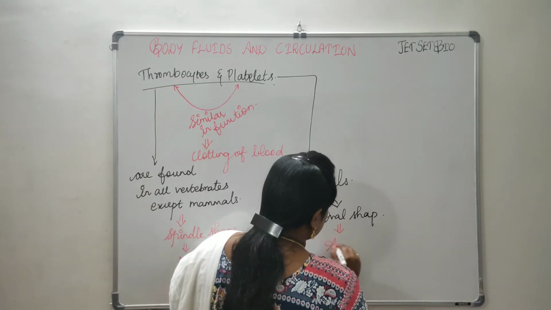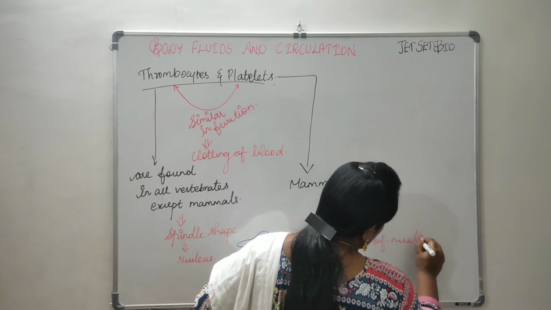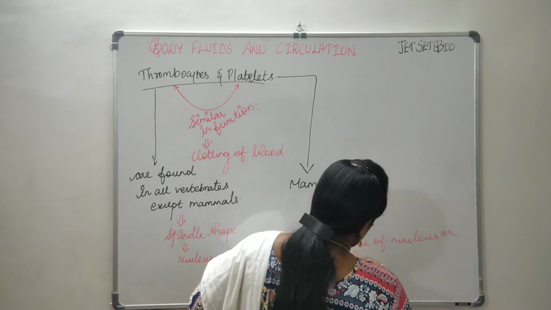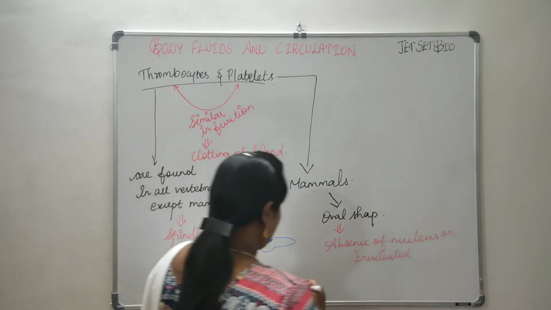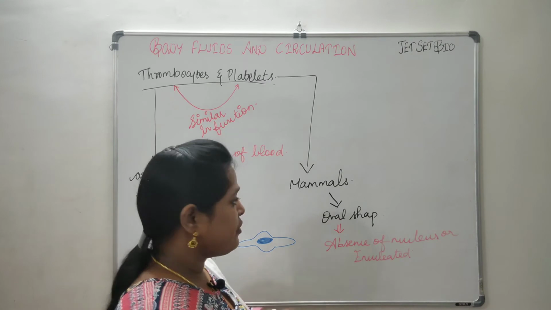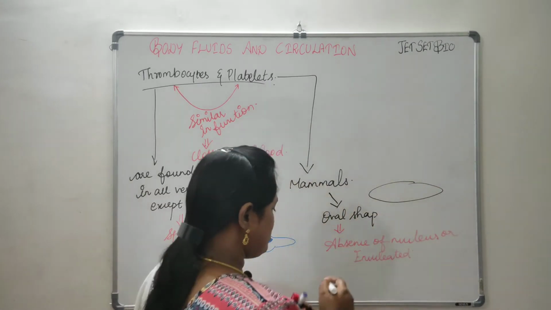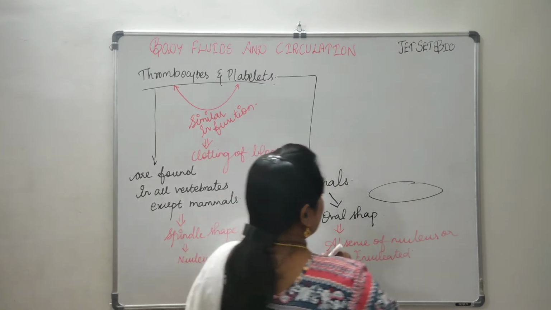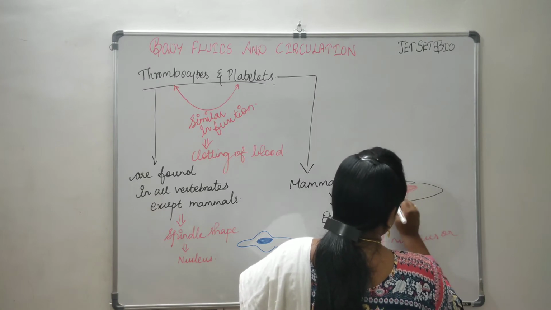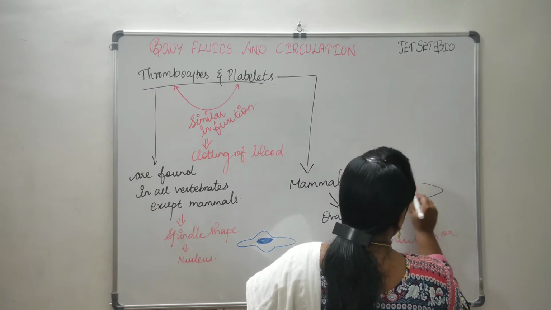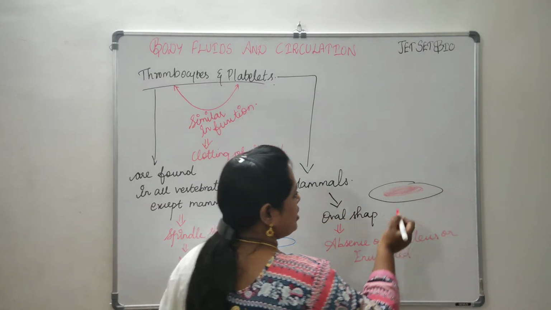That is, absence of nucleus, or enucleated. They do not possess any nucleus within them. When we view the structure of the platelets under a microscope, we see an oval cell in which we see a darker or denser region at the center. Many people mistake this for a nucleus.